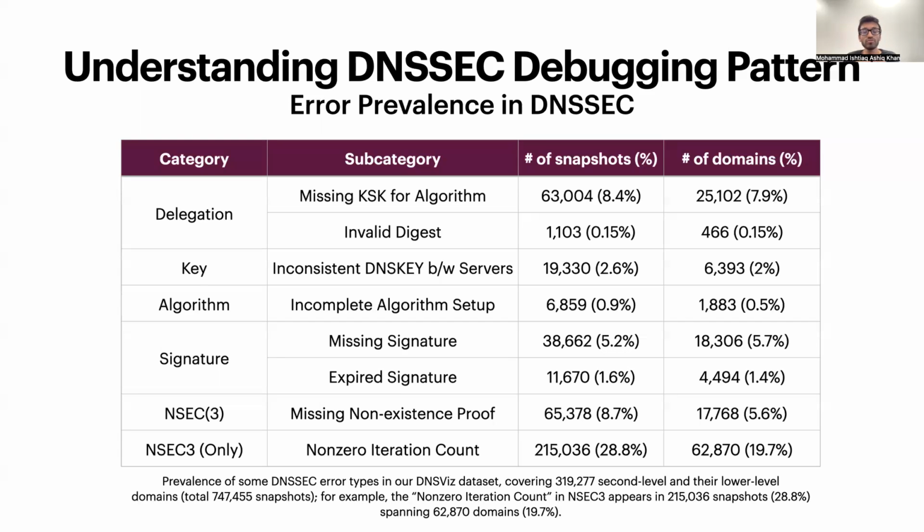And we also want to highlight one of the very prominent errors we see, which is non-zero iteration count in NSEC3. In NSEC3 parameters, there's a parameter called iteration count, which has to be 0 according to the RFC, but in 28.8% of the snapshots, we observed that this is not being followed. So that's a very prominent error.